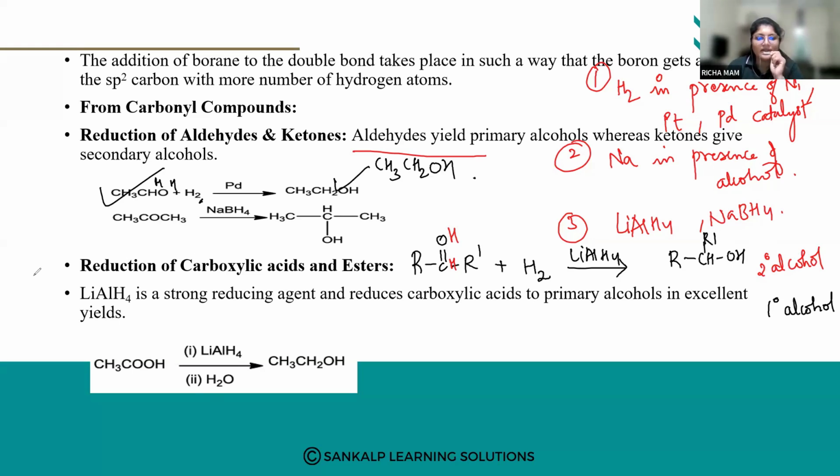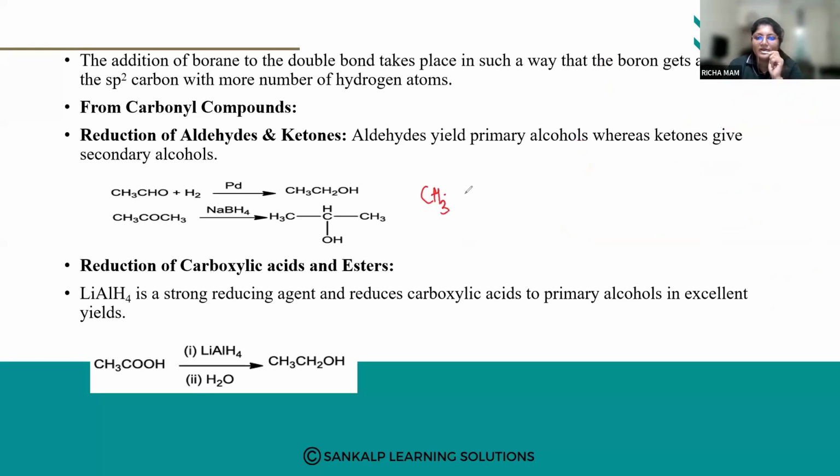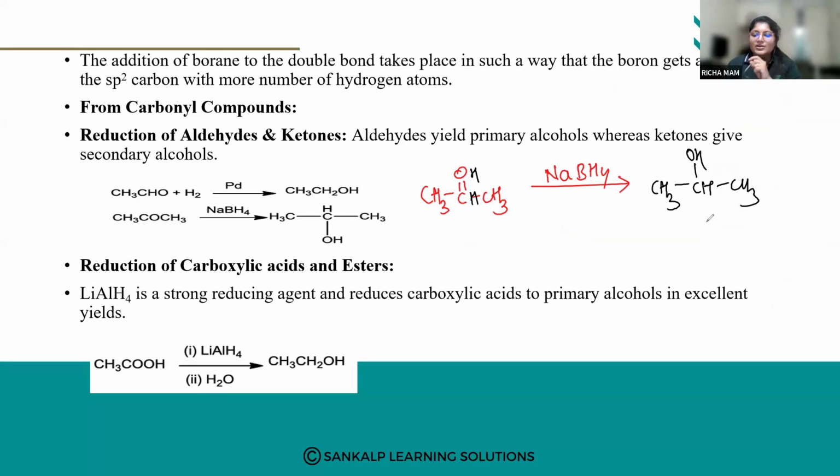Let me take an example for a ketone. This is acetone. I'm going to use sodium borohydride. What will happen? Same, I'm going to add the hydrogen. One hydrogen is added here, one hydrogen is added here. So it will be CH3CHOHCH3. So this is the answer. Is it clear, students? So that was the reduction of aldehydes and ketones.